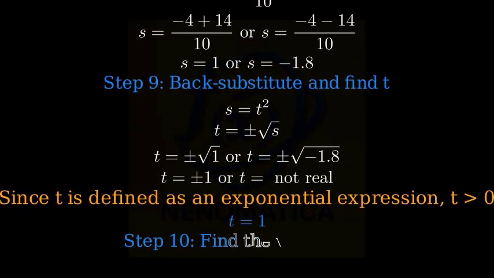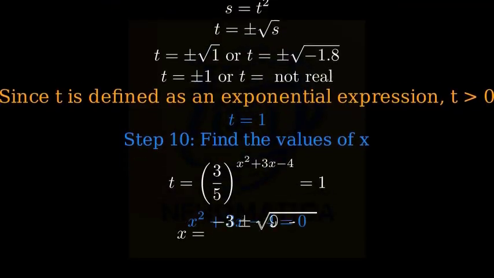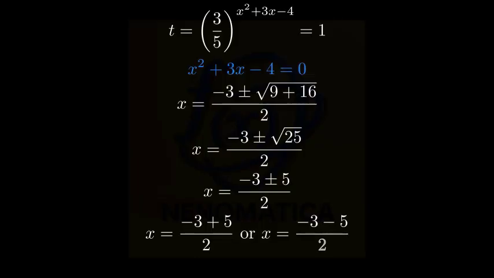Now, let's substitute back to our original expression. We had defined t as 3 over 5 raised to the power of x squared plus 3x minus 4. Since t equals 1, we set the exponent equal to 0.